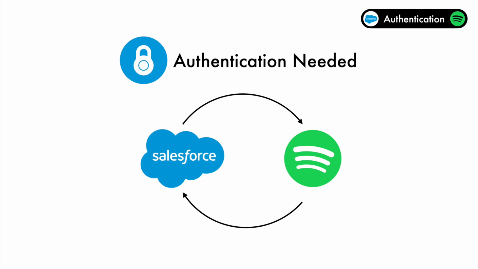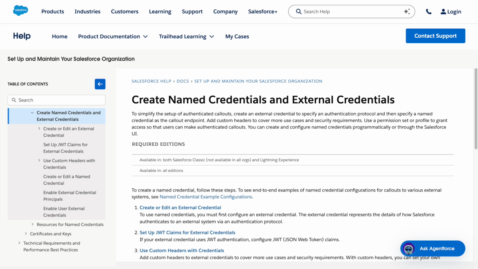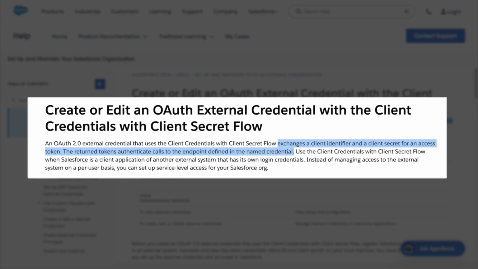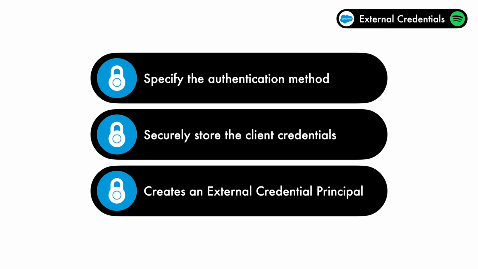Authentication confirms your identity before gaining access to external systems. When setting up authentication for an integration, you want to avoid hard-coding credentials because that's a security hazard. We can use a combination of external and named credentials to securely store and manage credentials needed for API integrations. External credentials can be used to request tokens that will grant us access to Spotify's APIs. External credentials allow us to specify the authentication method needed for our integration and also securely store client credentials needed for authentication. External credentials also create an external credential principal, which can be added to permission sets to grant users access to interact with Spotify.